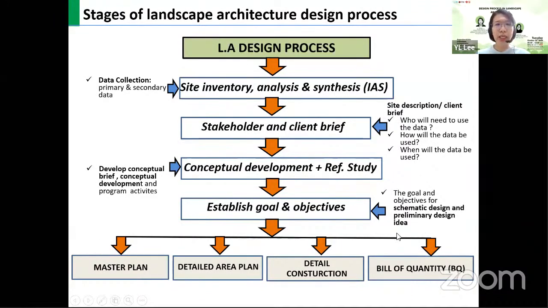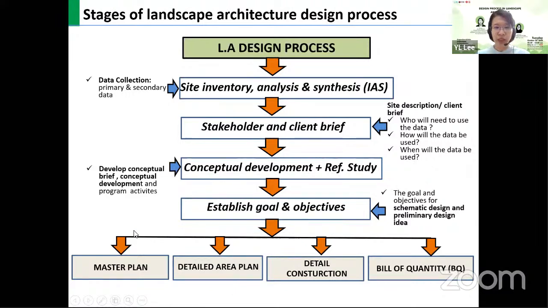That's why I put in the landscape design process here the requirements of the output: master plan, detailed area plan, detailed constructions, and bill of quantity. I think the master plan and detailed area plan are familiar to you, in different scales. Normally the master plan scale for landscape, for lower years, we request 1 to 500, and for upper years it is 1 to 1,000 or 1 to 1,750. The detailed area, later I will show you an example, is a blow-up from the master plan.